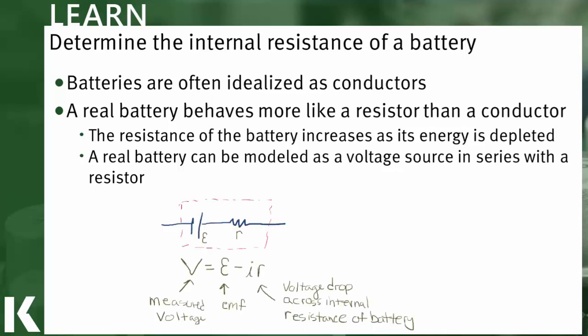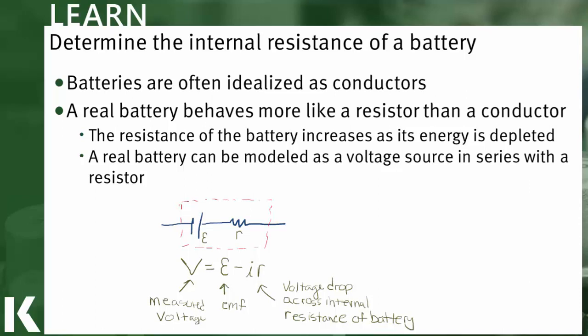And so, what we see here is the ideal battery with the script E, our EMF. That would be the 1.5 volts, for example, that's stamped on the side of a AA battery. And then the resistor R represents the internal resistance of that battery.